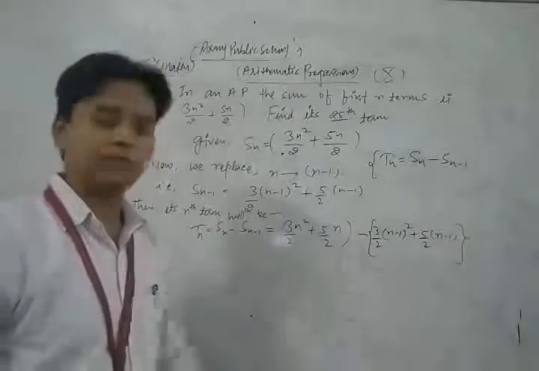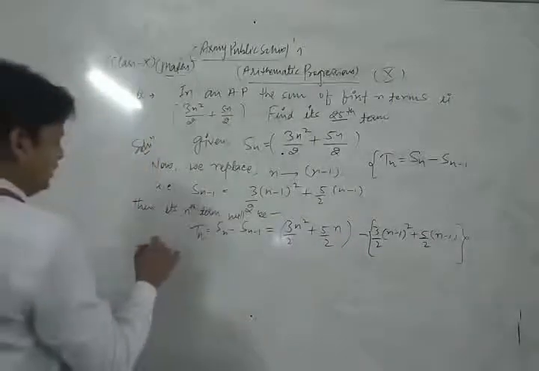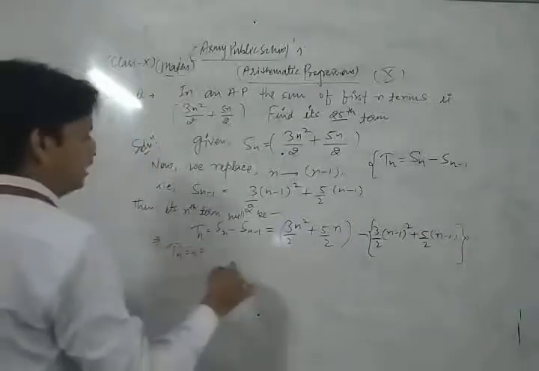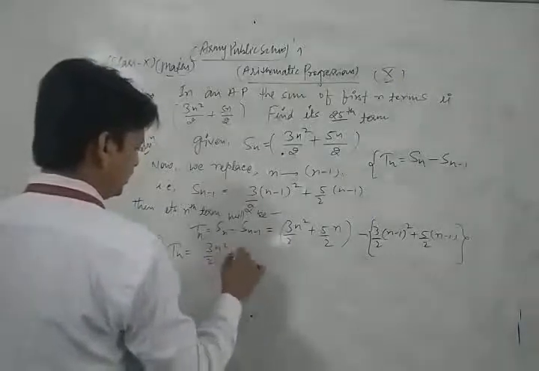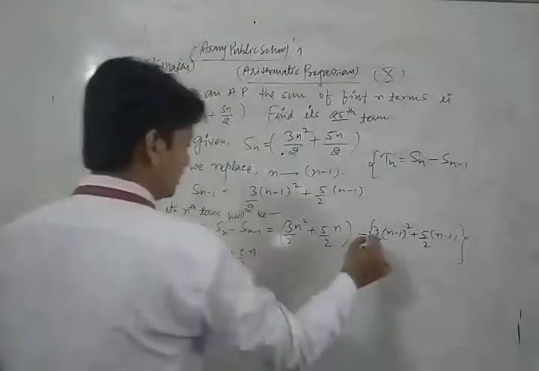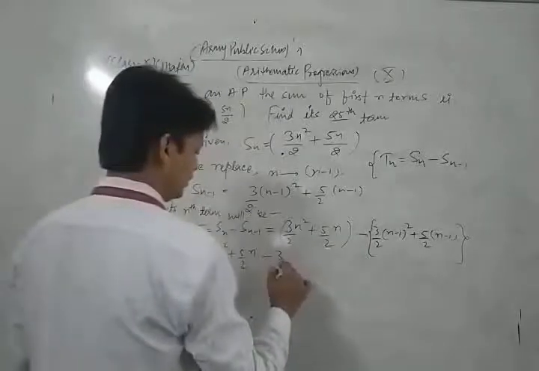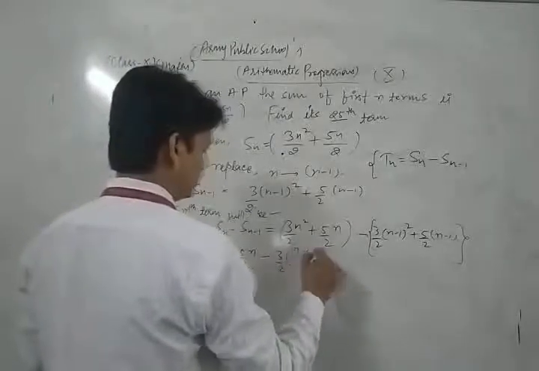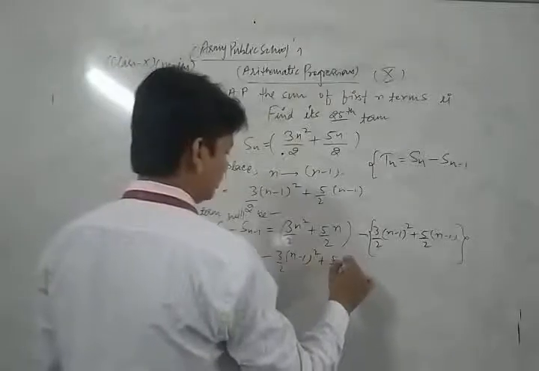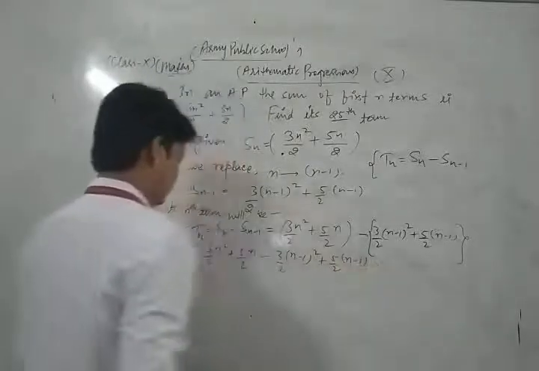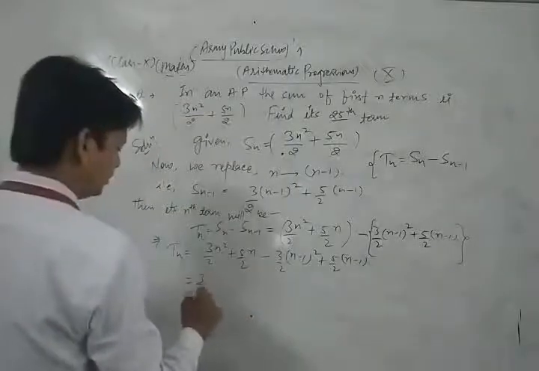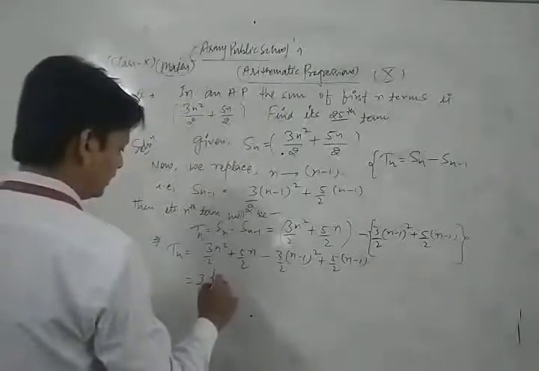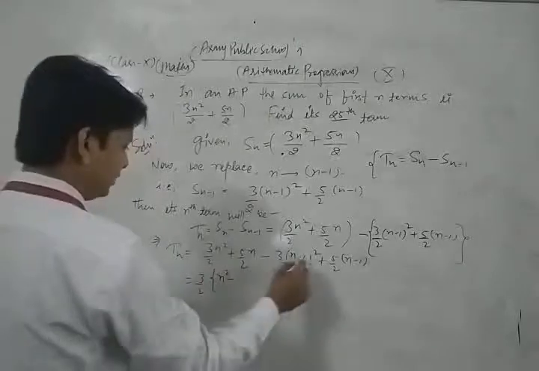Now we simplify them. Let's see. That is, the nth term will be 3 by 2 n square plus 5 by 2 n. We break the brackets: minus 3 by 2 into (n minus 1) whole square, plus 5 by 2 into (n minus 1). Now we collect the common like terms. Here 3 by 2 is common, so we get n square minus (n minus 1) whole square.